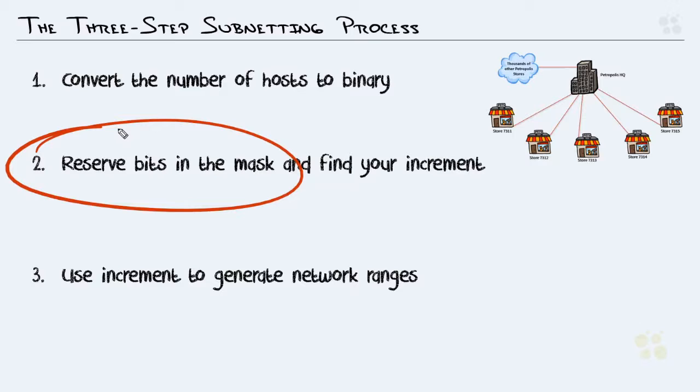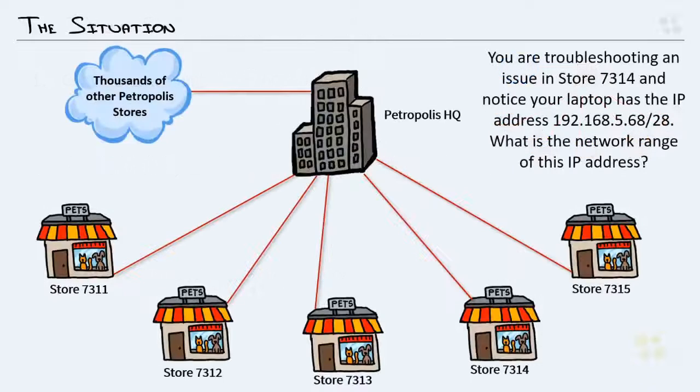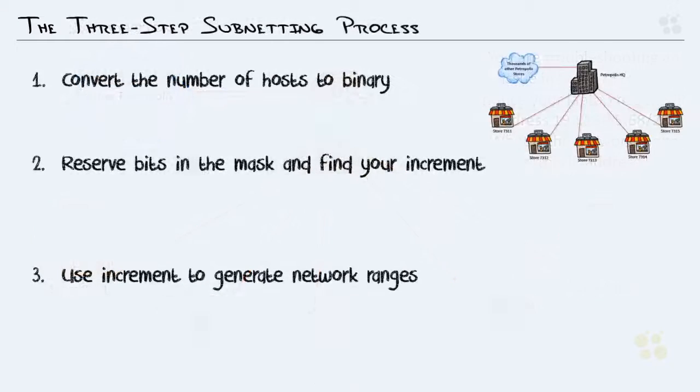Or another way of saying it is you're kind of starting from right here. I mean, look at it. Hang on, let me flip back to a slide. You're in the store, right? You have a device. It's got this IP address and it's got this subnet mask. So you're already at step 2. You've already got 192.168.5.68. Hang on, let me just grab my pen.